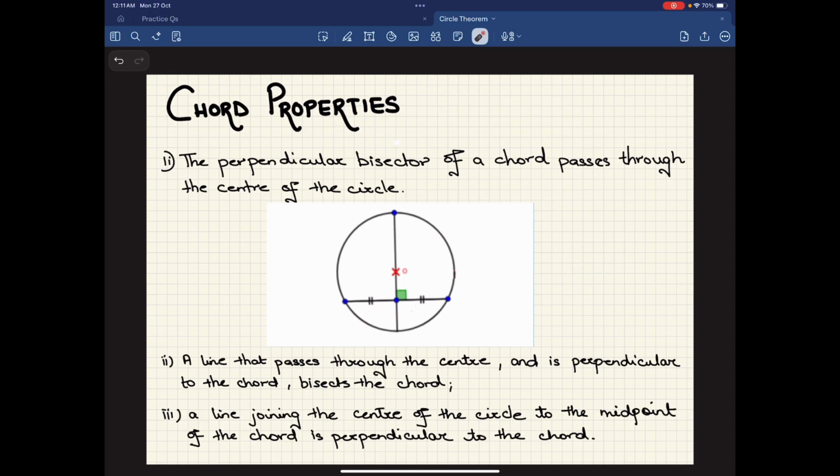Now what is a bisector? As already discussed in tangent kite, a bisector is basically where the angle or line is divided into two equal parts.